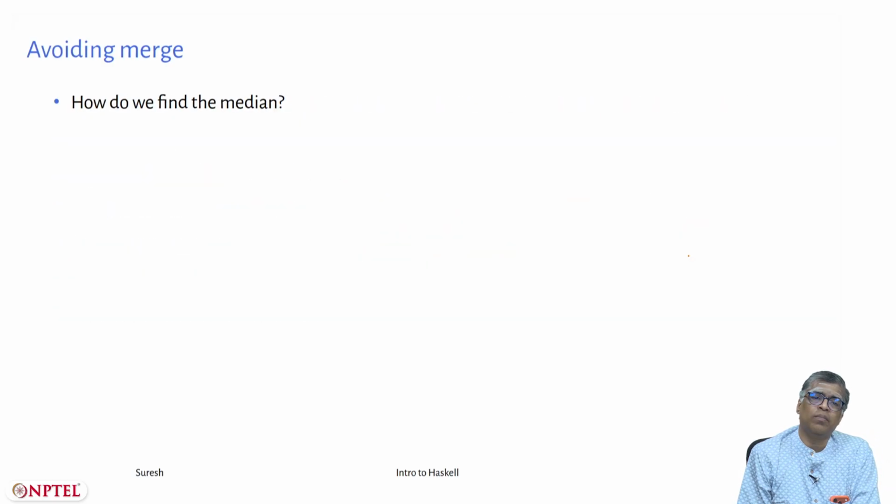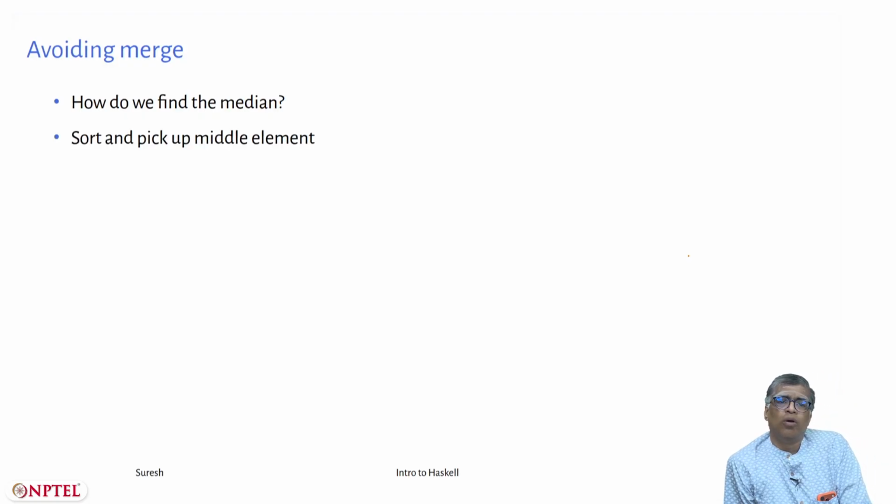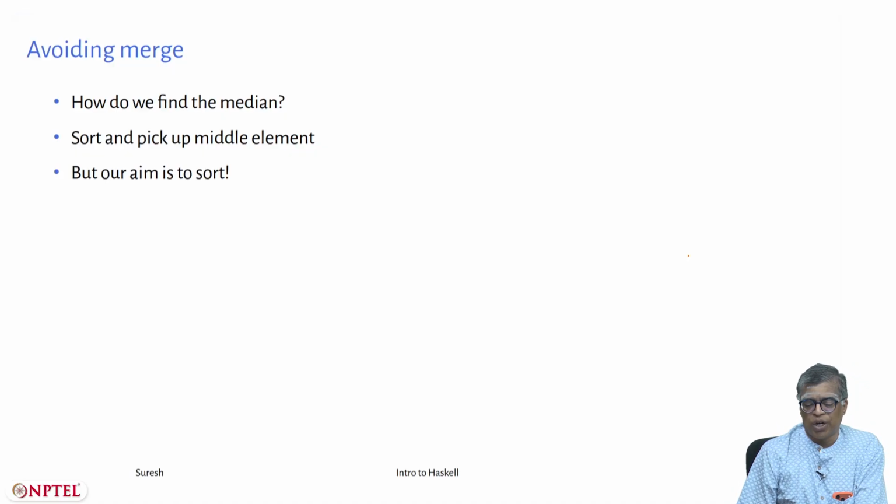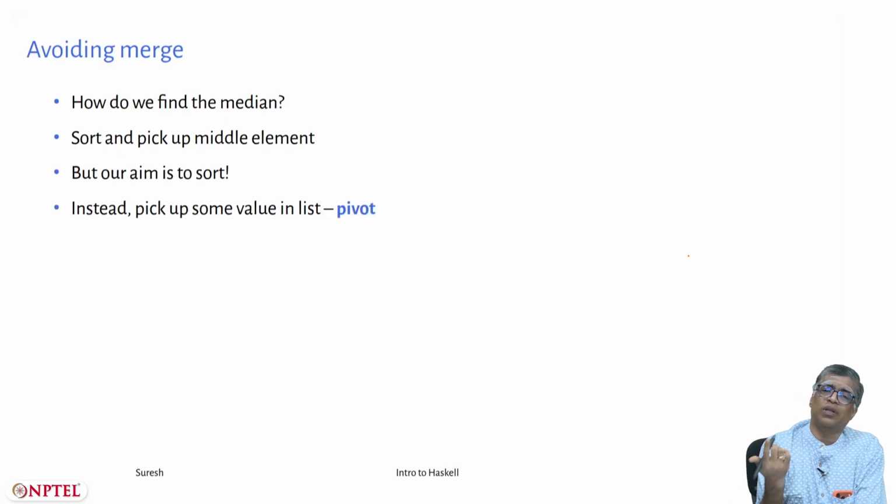How do you find the median value? One simple way to find the median value is, as I told you the definition, you sort the list and pick the middle element, that is the median element. But if you need to do sort to find median, and then if you use median to do sort, then this is not a good strategy at all, right? Our aim is to sort, so how do you sort and pick the middle element?